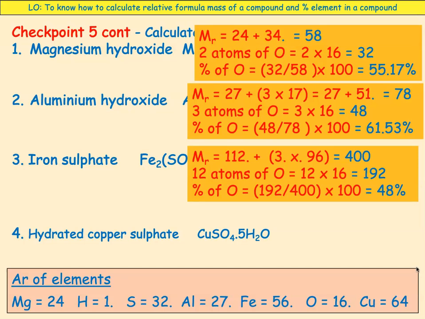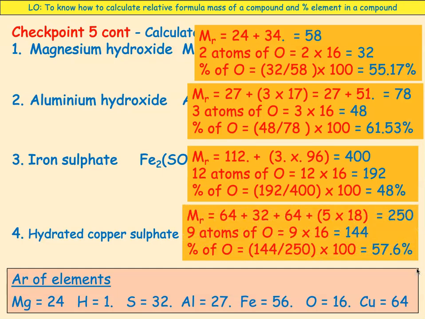And hydrated copper sulfate, got quite a lot of oxygen in this as well. Right, the formula mass, which we worked out before, was 250. We've got 9 atoms of oxygen. We had 4 in the sulfate and 5 in the water. So that's 144. So 144 divided by 250 times 100 gives us 57.6%.